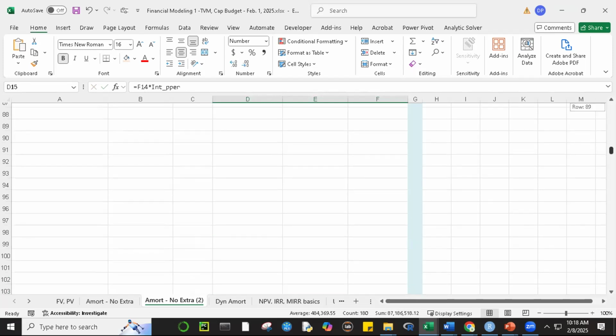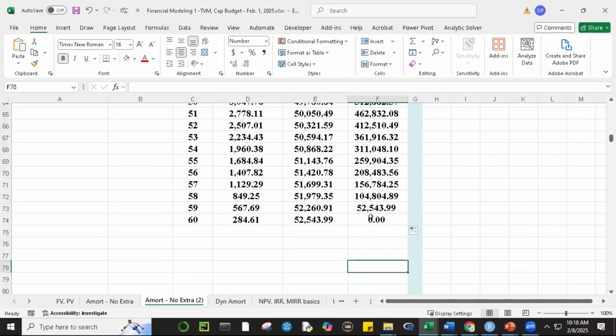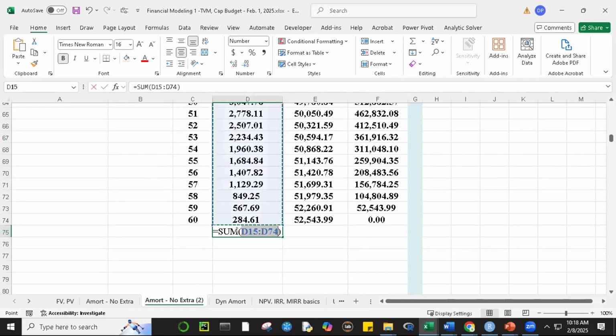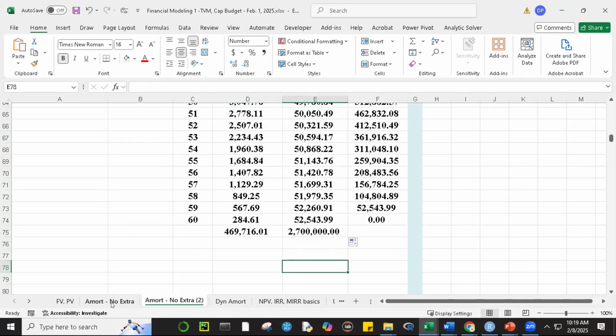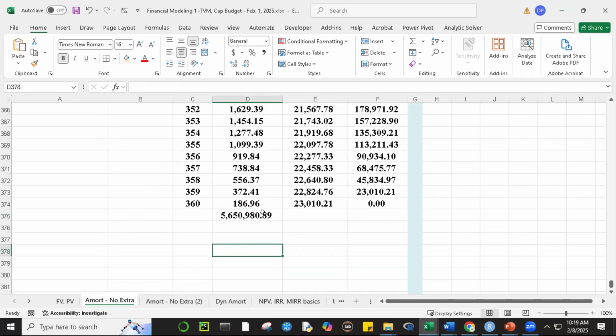So after 60 months, you can see that you have paid off your principal, 0. Okay, no more utang, no more borrowing. And if I add this, Alt equal to, Control Enter, okay? So the total interest is 469,000. And of course here, it's 2.7. Unlike in the previous one, where the total interest is, wow, right? Total interest is 5.65 million, okay? More than twice the principal payment.